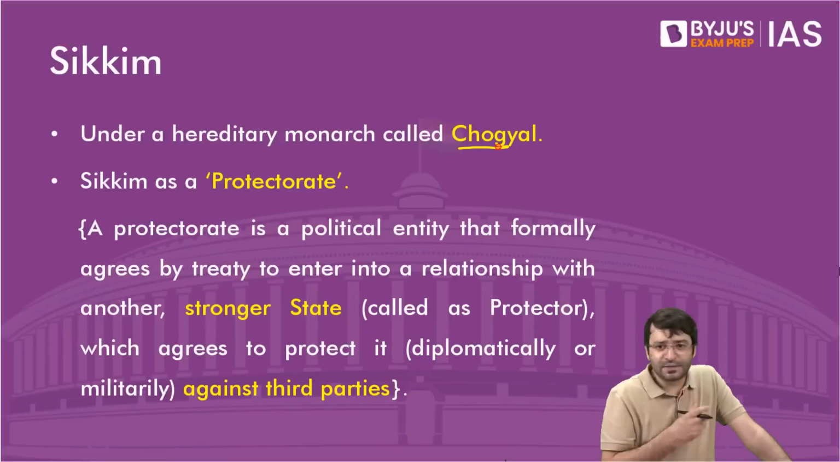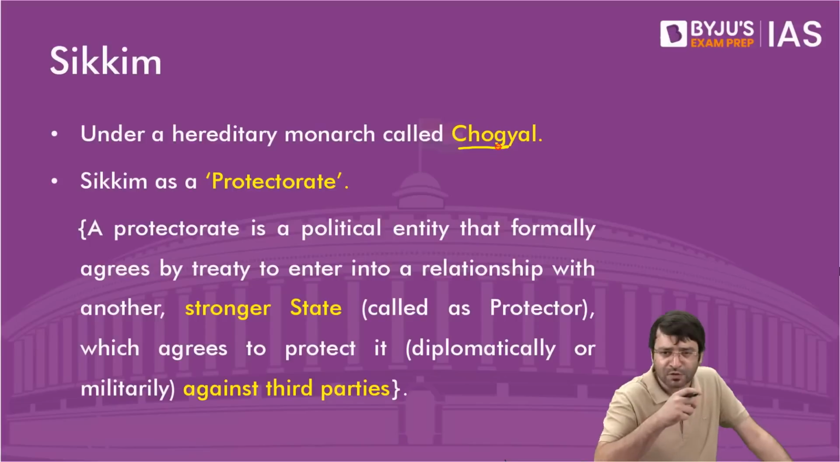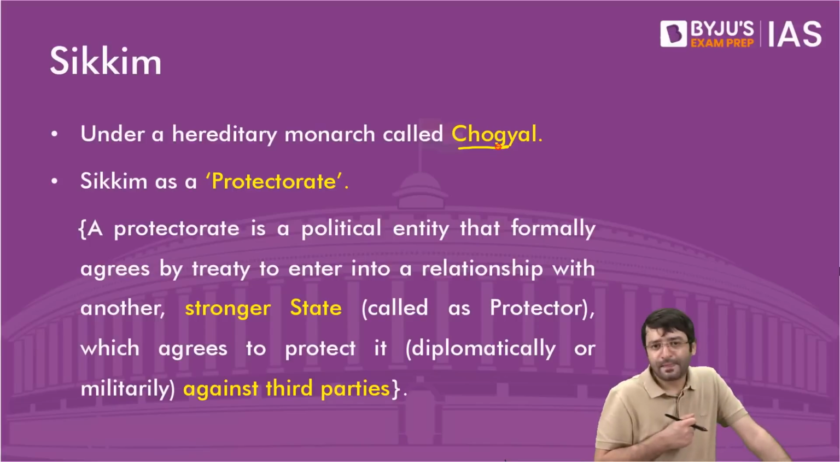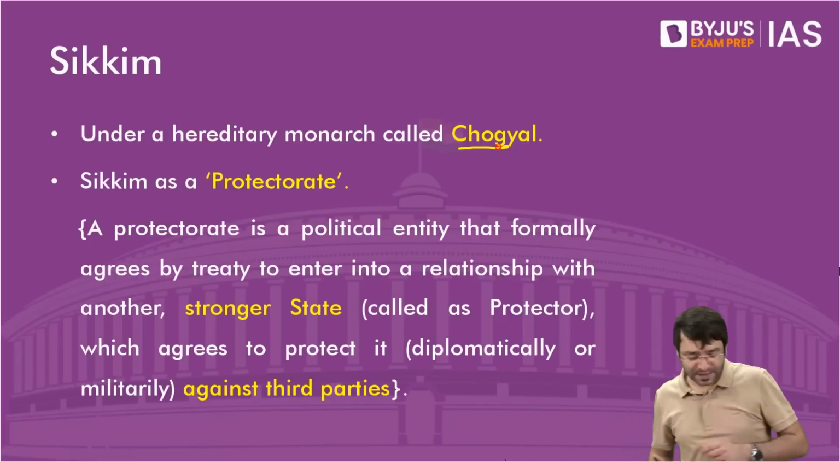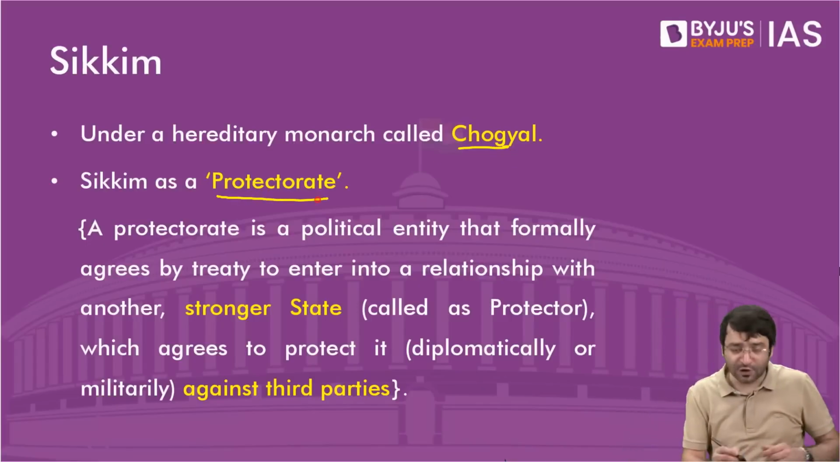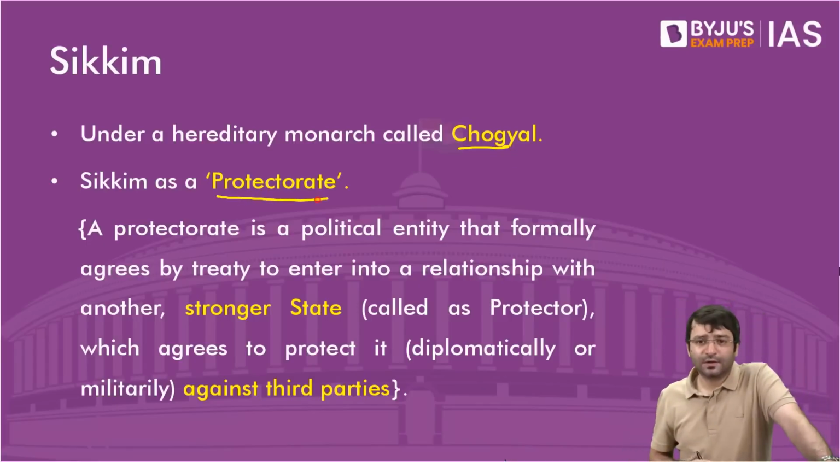But Sikkim realized that on one hand we have India, on the other hand we have China, and in close proximity we have Pakistan. So we need some support. Otherwise, I cannot function in isolation. And then there was an agreement between the monarchy in Sikkim and the government of India, through which Sikkim became a protectorate of India. In international law, what is a protectorate?